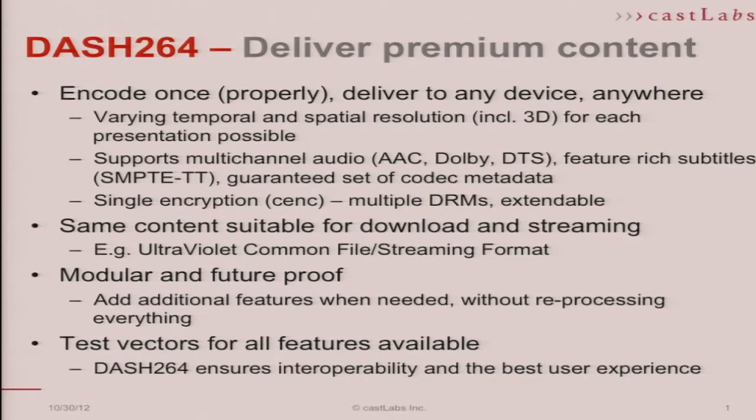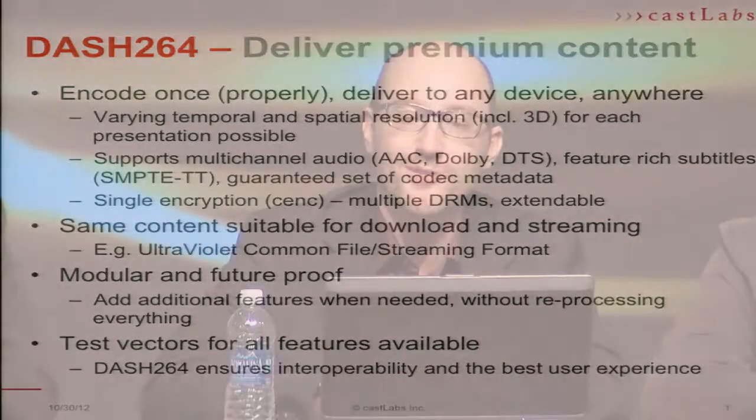DASH-264 contains a set of constraints. We saw that before. We have SD video, HD video, 3D video later, HEVC encoding. So it's possible to have a modular approach to encode one set of content for multiple devices, include multi-channel audio features, for example, include premium features for premium content, feature-rich subtitles, and we also know that we have a definite set of content metadata available, making it easier for the devices to recognize the content.